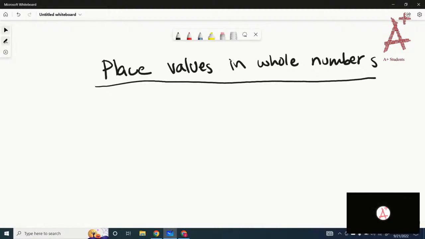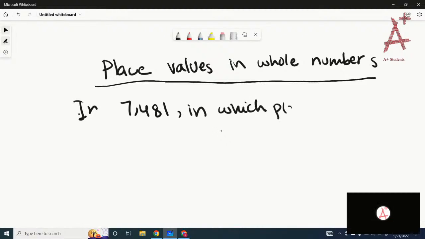7,481. In 7,481, in which place is the one? Basically, you have to tell the place value of each digit. Got it? So just recall the place values of each digit.